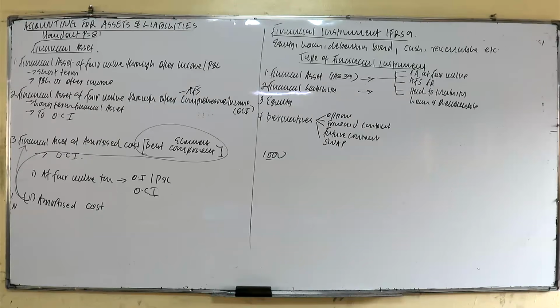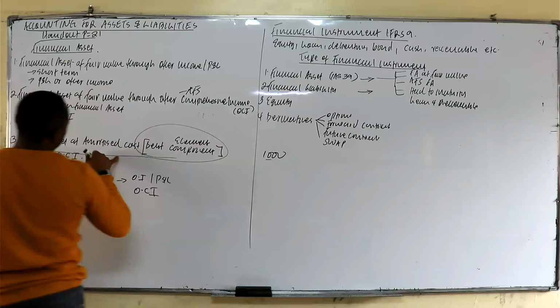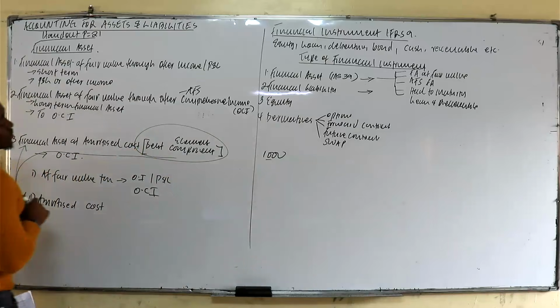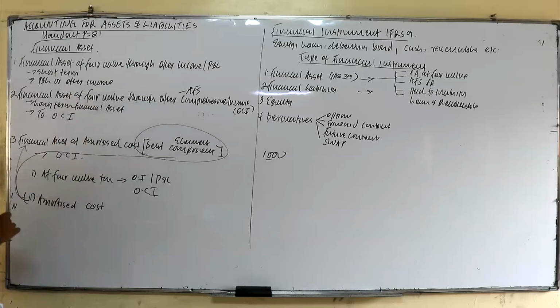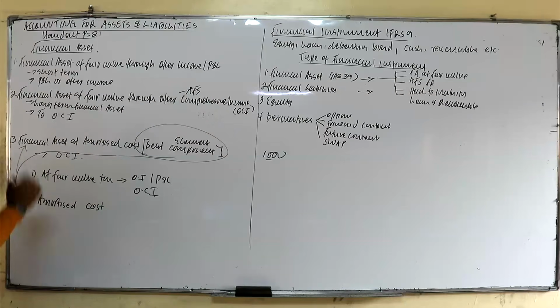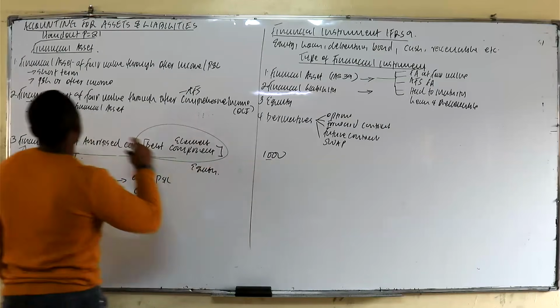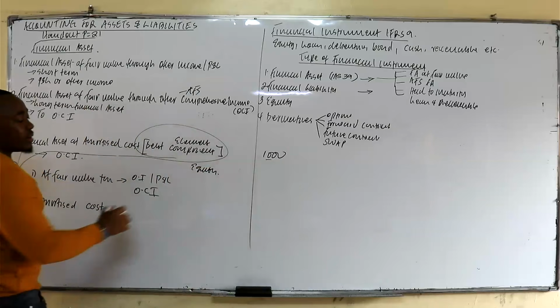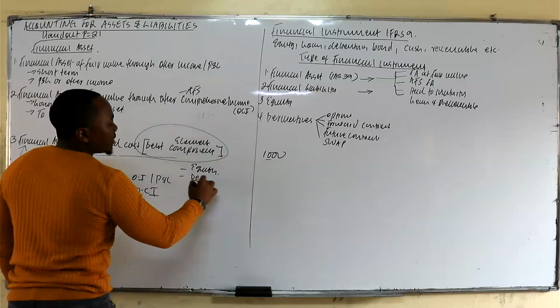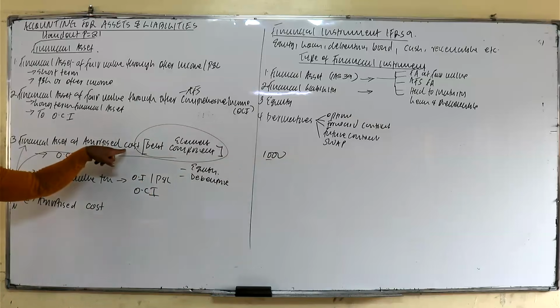Then number 3, we have the financial asset measured at amortized cost. So now I want you to listen here. For the financial asset at amortized cost, what makes it financial asset at amortized cost, but not at fair value through other comprehensive income? For example, if you have an equity share, equity is financial asset at fair value through other comprehensive income. If you have a debenture, this one is a debt instrument. Debt instrument would be financial asset at amortized cost.